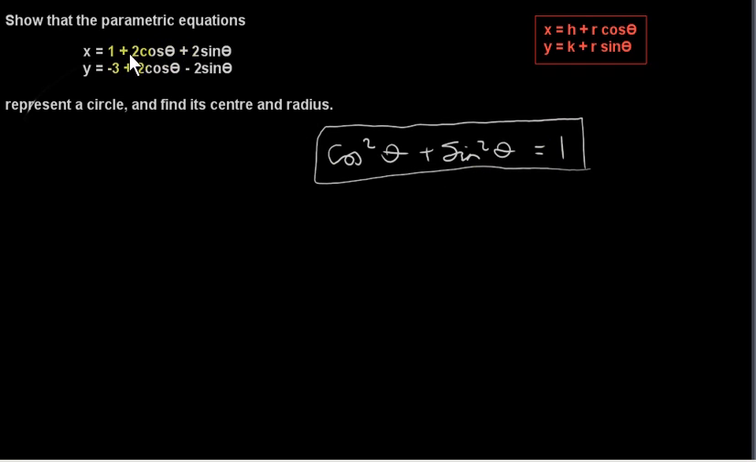So we need to make, say, cos theta the subject. If we just add these two equations together, you can see that the sine theta terms will cancel out.